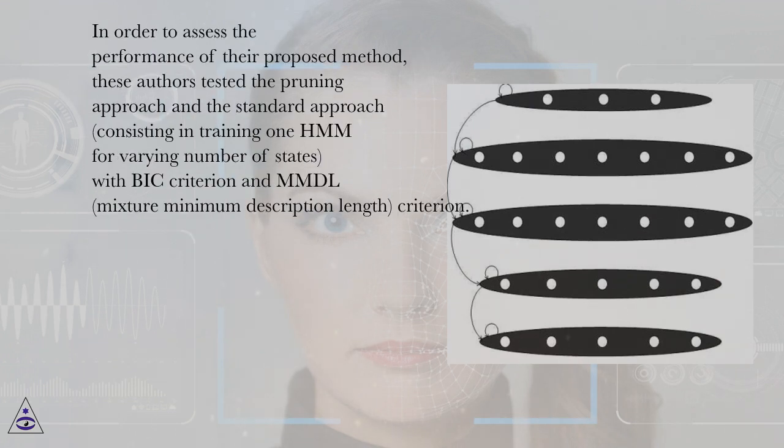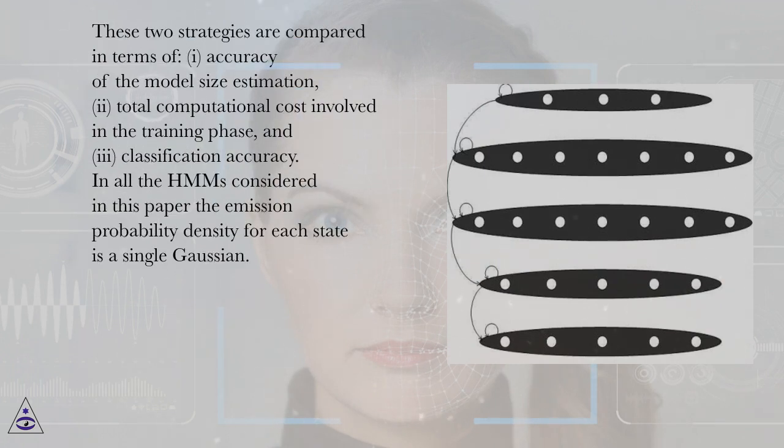In order to assess the performance of their proposed method, these authors tested the pruning approach and the standard approach, consisting in training one HMM for varying number of states, with BIC criterion and MNDL, mixture minimum description length, criterion. These two strategies are compared in terms of 1, accuracy of the model size estimation, 2, total computational cost involved in the training phase, and 3, classification accuracy. In all the HMMs considered in this paper, the emission probability density for each state is a single Gaussian.